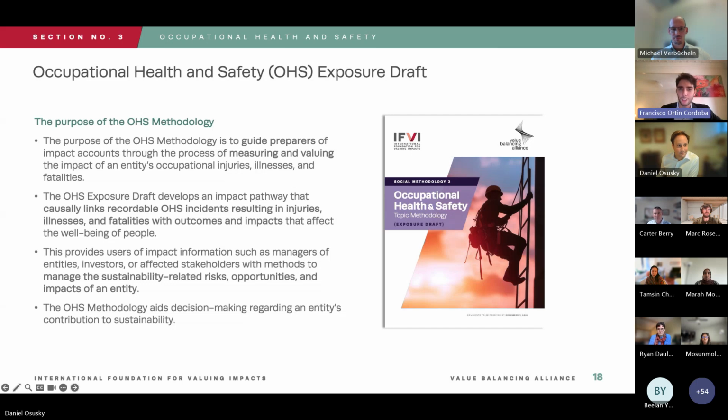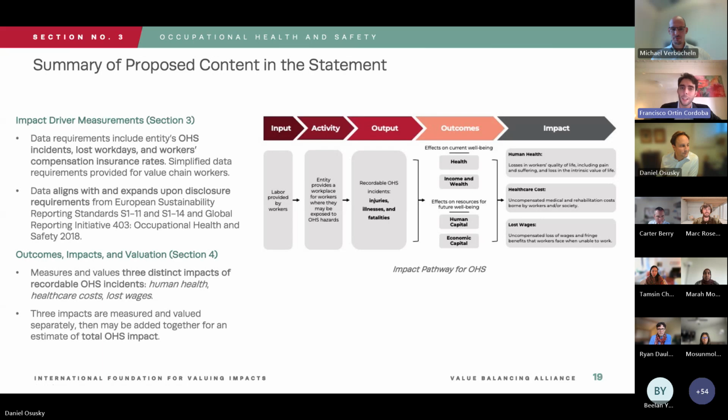Having said this, if we go to the next slide, here we will be able to see the impact pathway of the OHS methodology. This impact pathway, as we said, connects the impact drivers with the outcomes and impacts, so with well-being. In this case, the impact drivers are related to the labor provided by the workers. These workers are in a workplace and they are exposed to OHS hazards. So in the end, we have as outputs the injuries, illnesses, and fatalities. To measure these impact drivers, we're focusing on reporting indicators, and we have data requirements related to OHS incidents, to lost work days, and to the workers' compensation insurance rates.